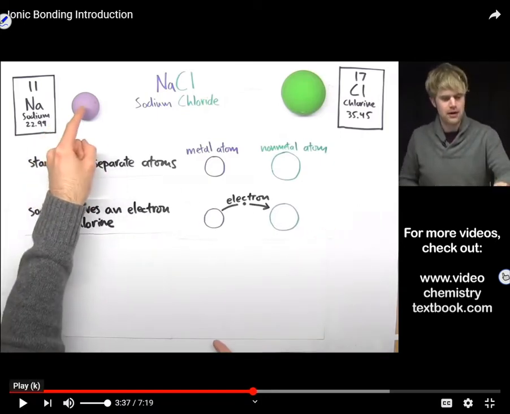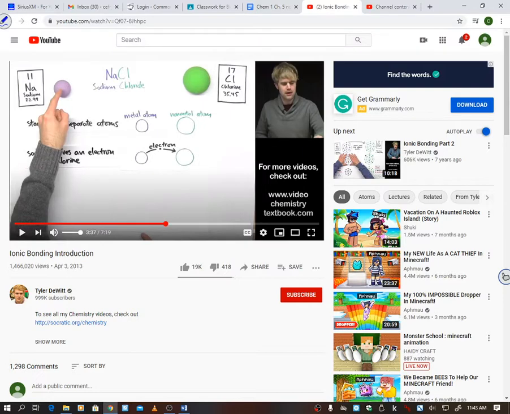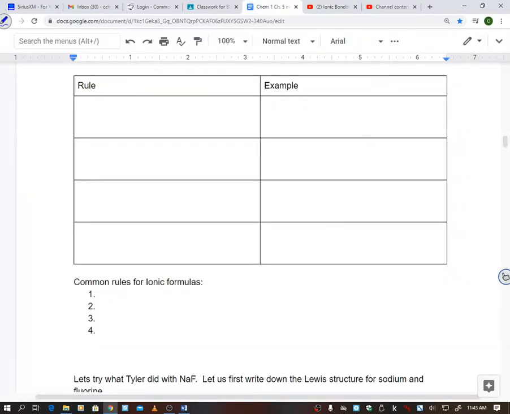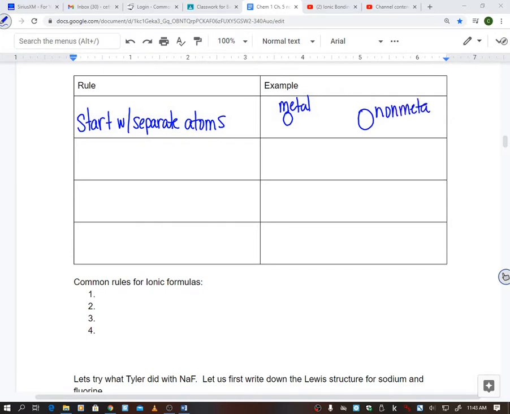So let's go ahead and write our first step down. The first step is we're going to start with separate atoms. So you get a metal and a non-metal. So we have our sodium and our chlorine.